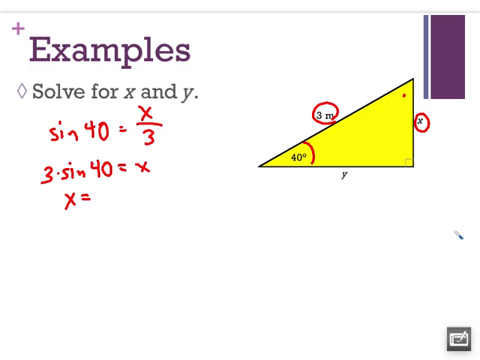Say again? 2.29. 1.9. Are you in the right mode? I got 1.9. 1.93? 1.928. Yeah, round up. 1.93 meters. Doing the wrong mode. So you're in degrees. Does that answer make sense?